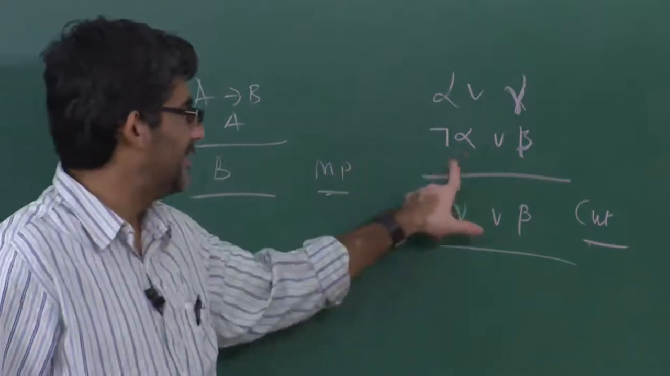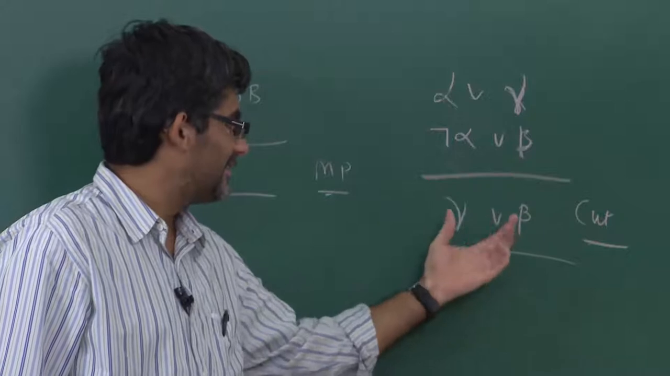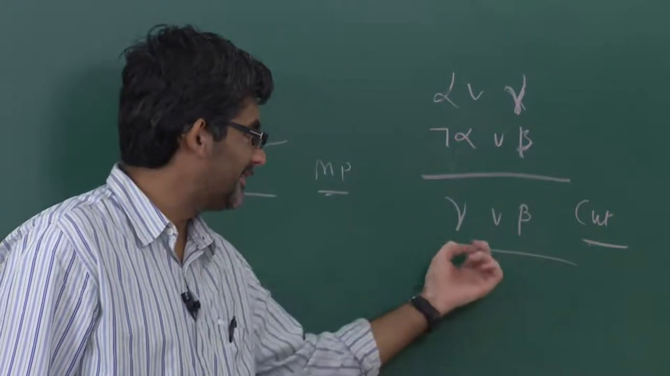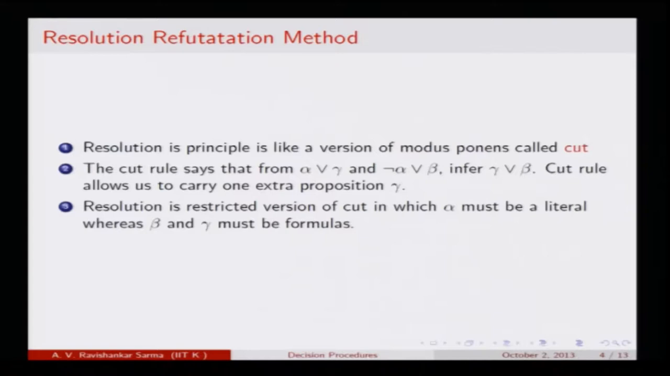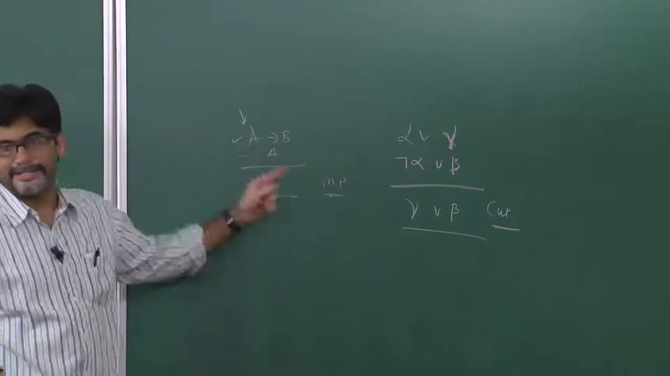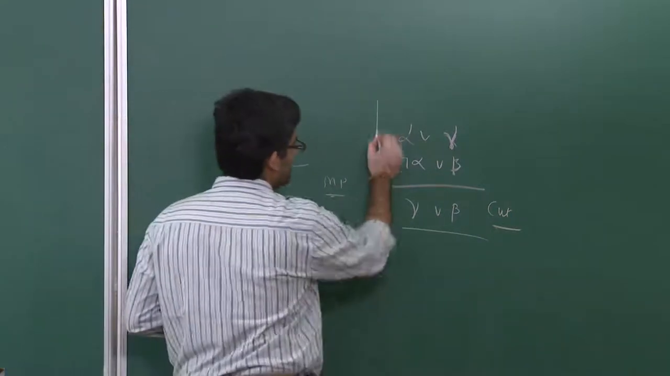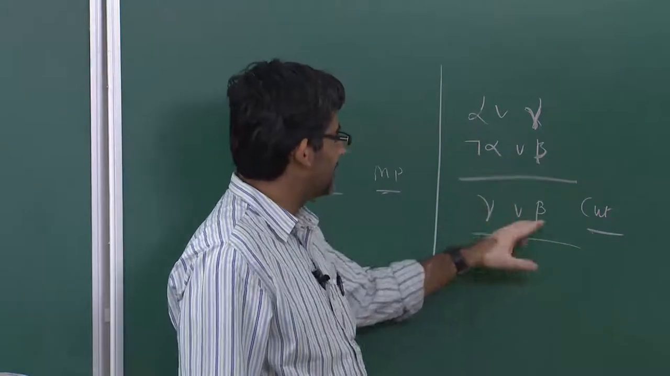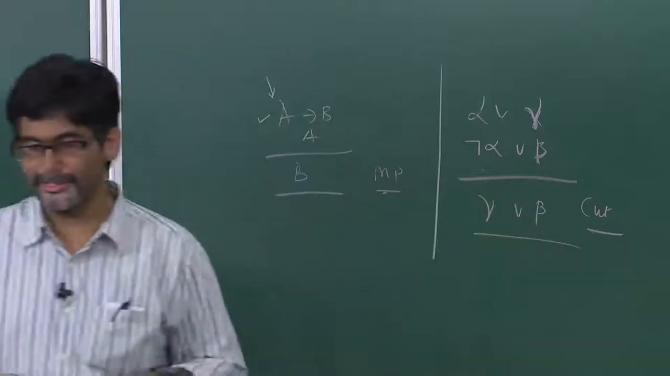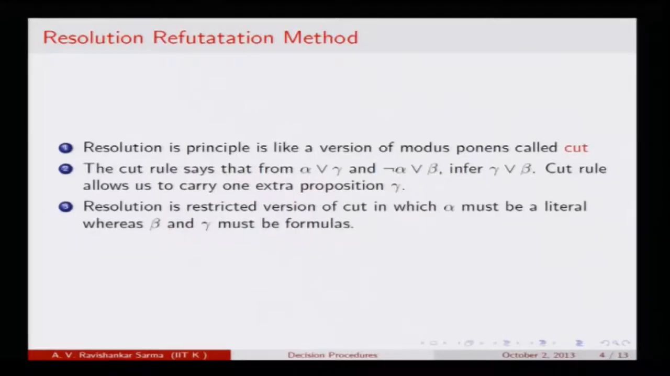It cuts alpha and not alpha; alpha and not alpha close, and then they will not remain in the final conclusion. What remains is gamma or beta. So this rule is called the cut rule. In the case of modus ponens, A gets detached. But one of the advantages of this cut rule, which is used in the resolution principle, is that in addition to this one, we can add one more kind of proposition here. So it comes with some extra proposition, in this case gamma. That is one of the advantages of this cut rule.